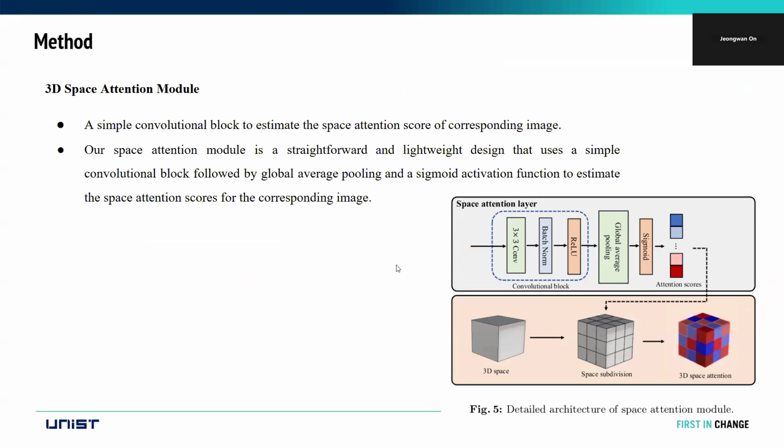So this is their 3D space attention module. It is a simple convolutional block to estimate the 3D space attention score of its corresponding image. It is lightweight in design and uses a simple convolutional block followed by global average pooling and a sigmoid function to estimate the space attention score for the corresponding image.